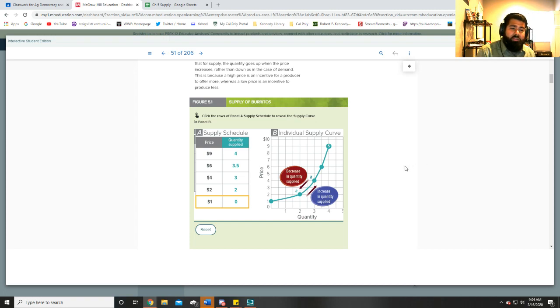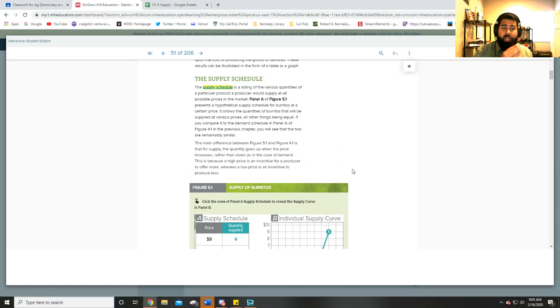So you can see here a decrease in quantity supplied and an increase in quantity supplied. That's a movement along the curve. Just like in demand there is an increase and decrease in quantity demanded, that is due to a change in price. When you see a decrease in price along the supply schedule, you see a decrease in quantity supplied. Same thing for the opposite. If you see an increase in price, you see an increase in quantity supplied, and that is shown by a movement along the supply curve.